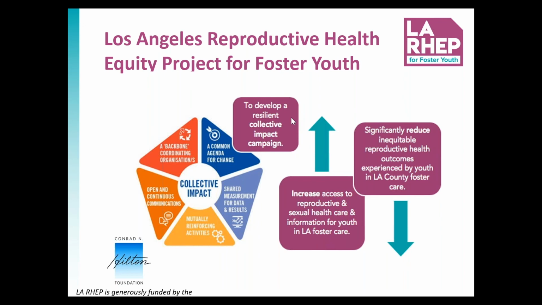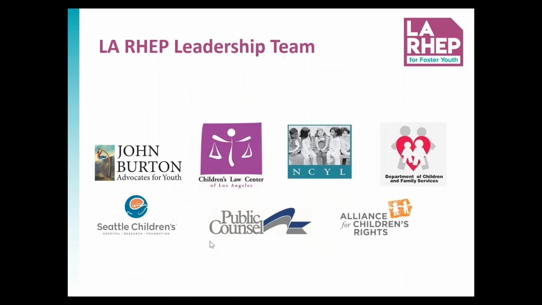So while the project is focused on LA, many of the LA-RHEP partners work together on a state policy level to pursue these same goals for all of foster youth in California. And if you go to the next slide, you can just see who all of the partners are on this work. So it's JBay, Children's Law Center, Nickel, LA's Department of Children and Family Services, Seattle Children's Hospital, Public Counsel, and the Alliance for Children's Rights.